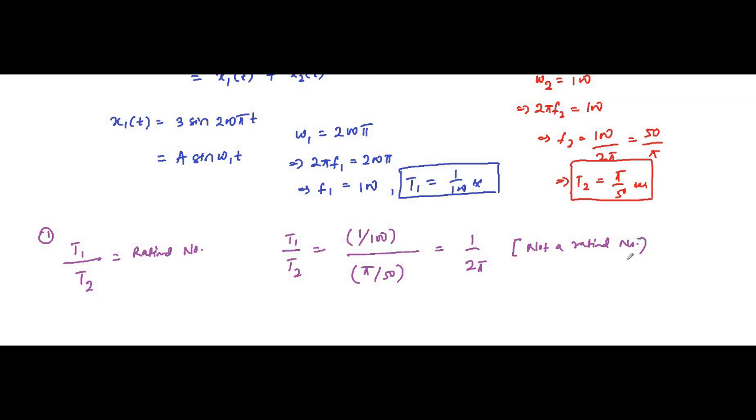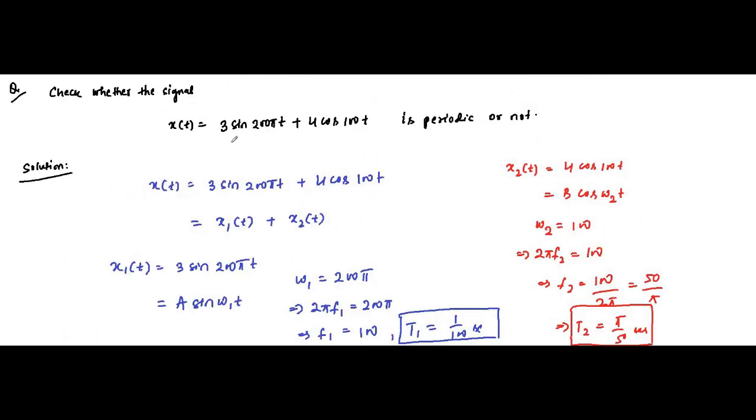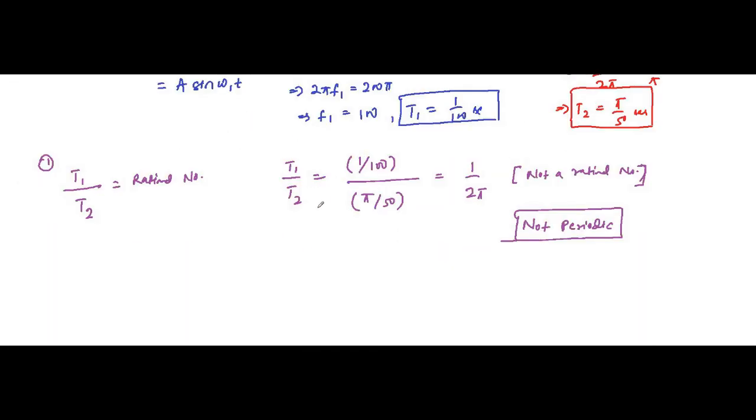So as the ratio of these individual fundamental time periods is not a rational number, this signal is not periodic. So this resultant signal x(t) is equal to 3 sin 200 pi t plus 4 cos 100 t is not periodic because the ratio of their individual time periods is not a rational number.